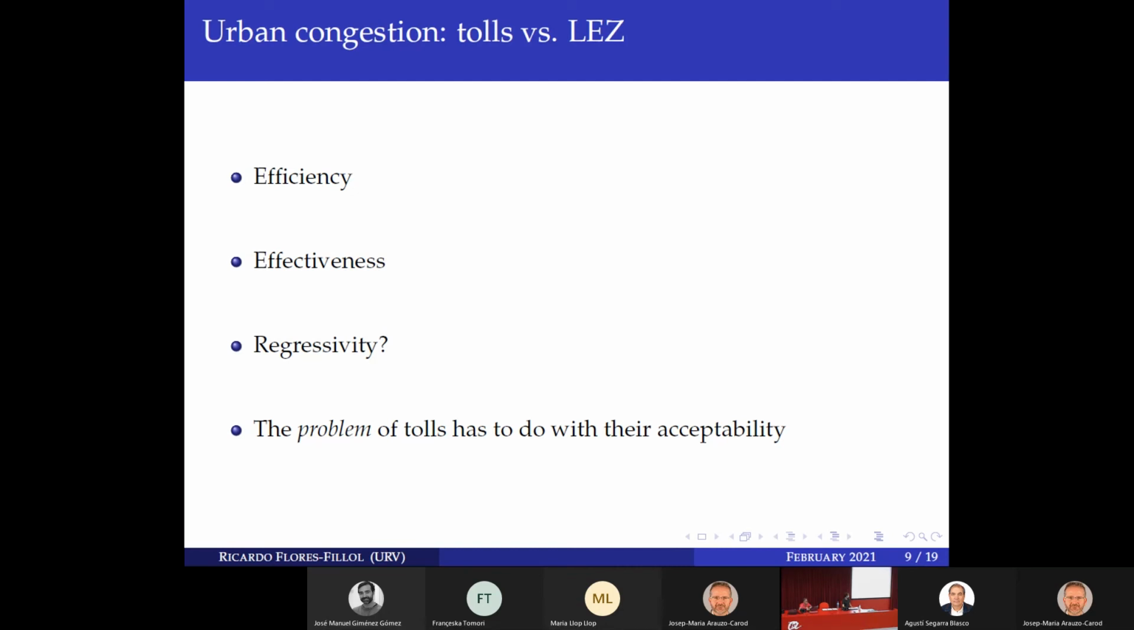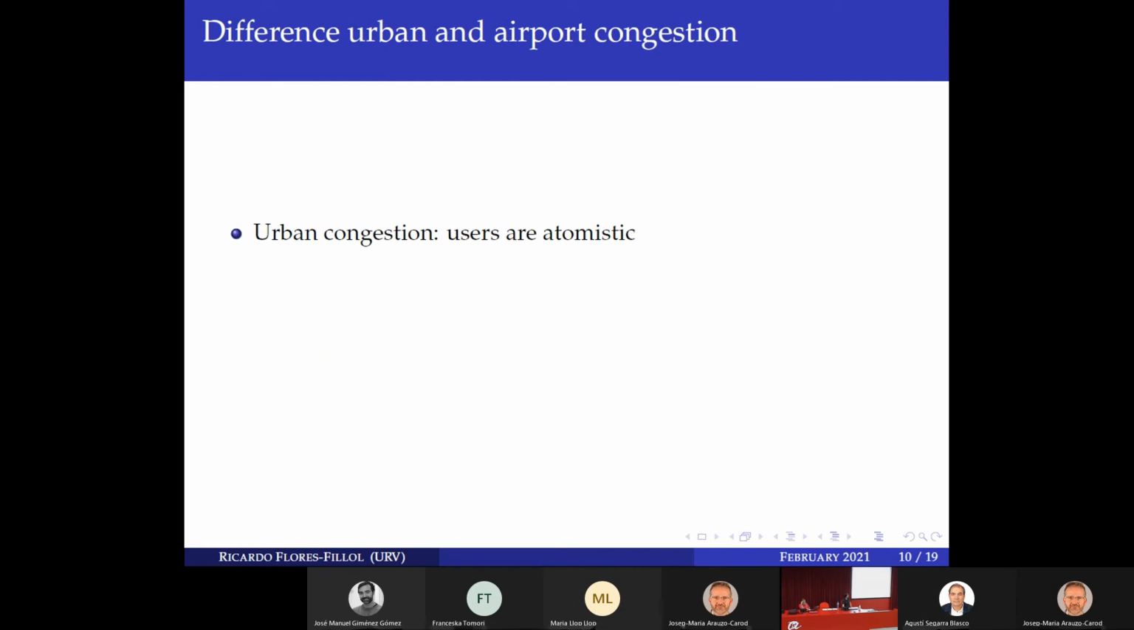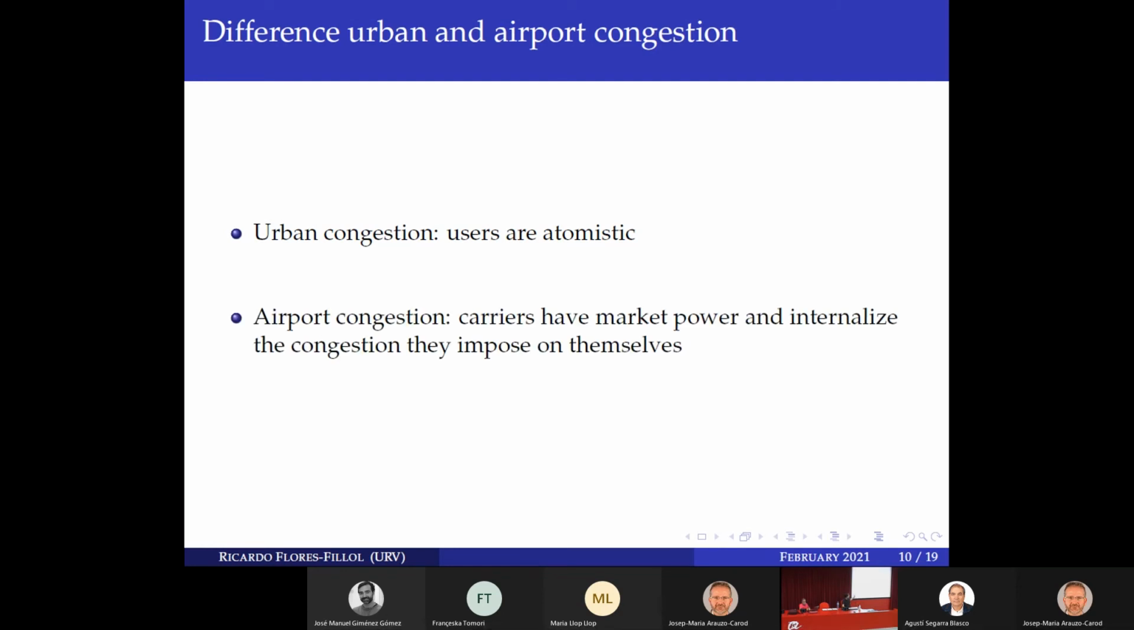Okay. So there's a problem in terms of acceptability. So if we compare urban congestion with airport congestion, what is the difference? The difference is that in urban congestion, commuters, so users, are atomistic. That means they don't take into account the congestion they impose. They are very small, so they don't have market power. They just impose congestion on the others, so they don't internalize congestion. And this is the difference precisely with airport congestion.